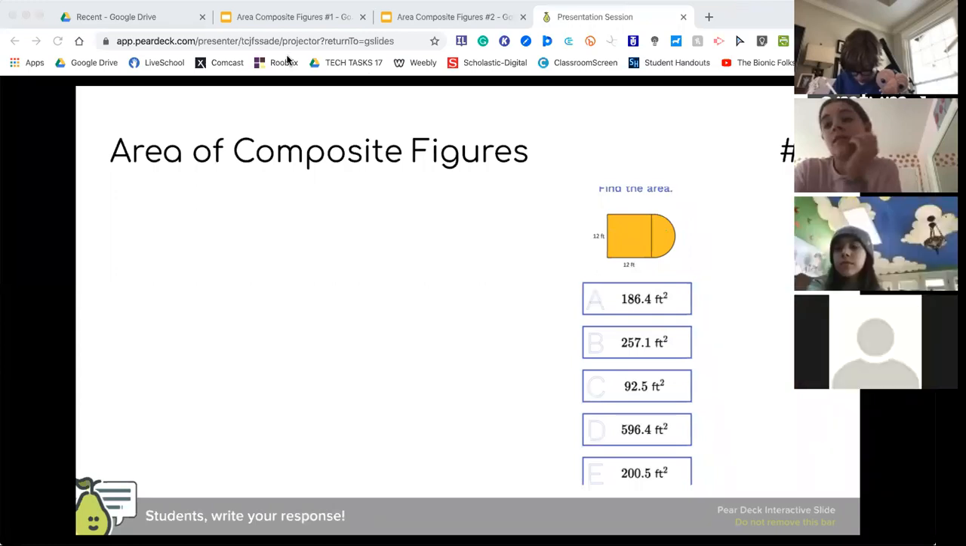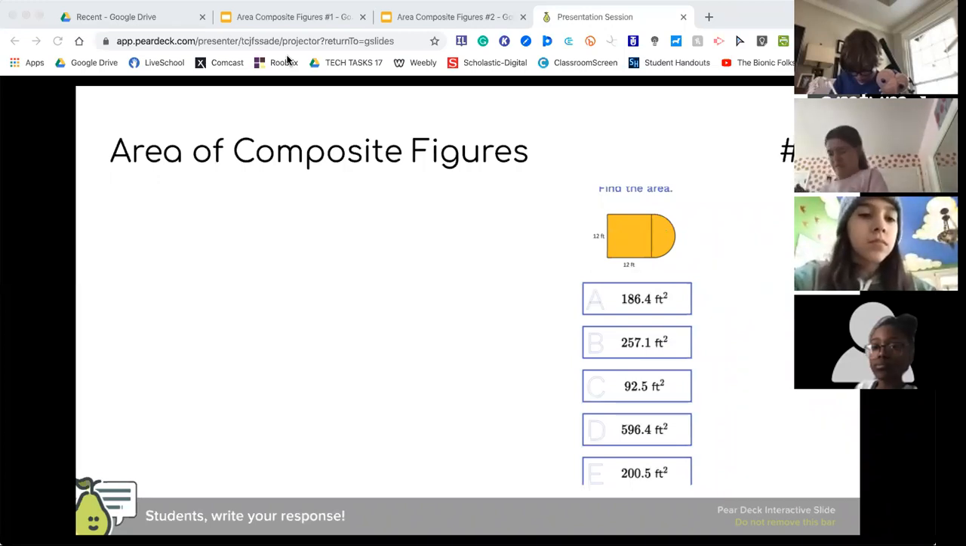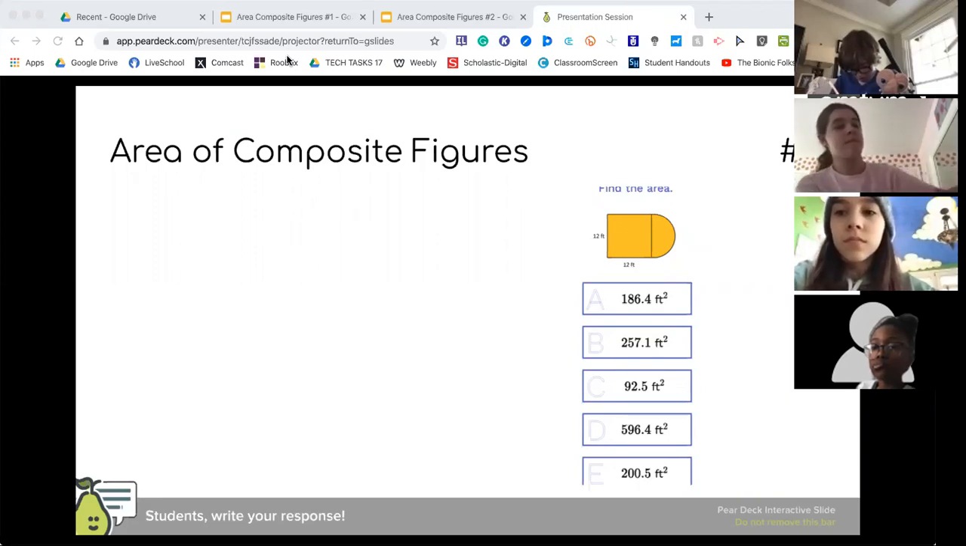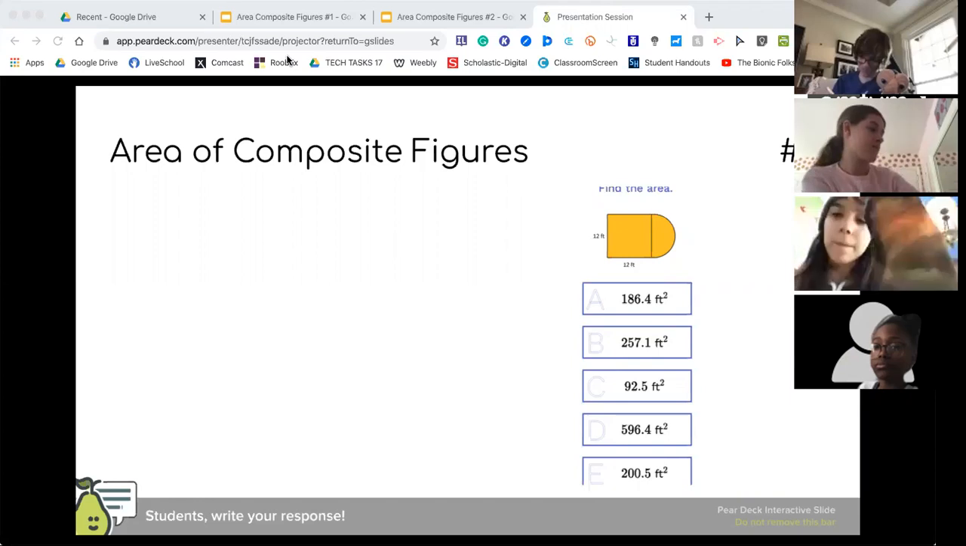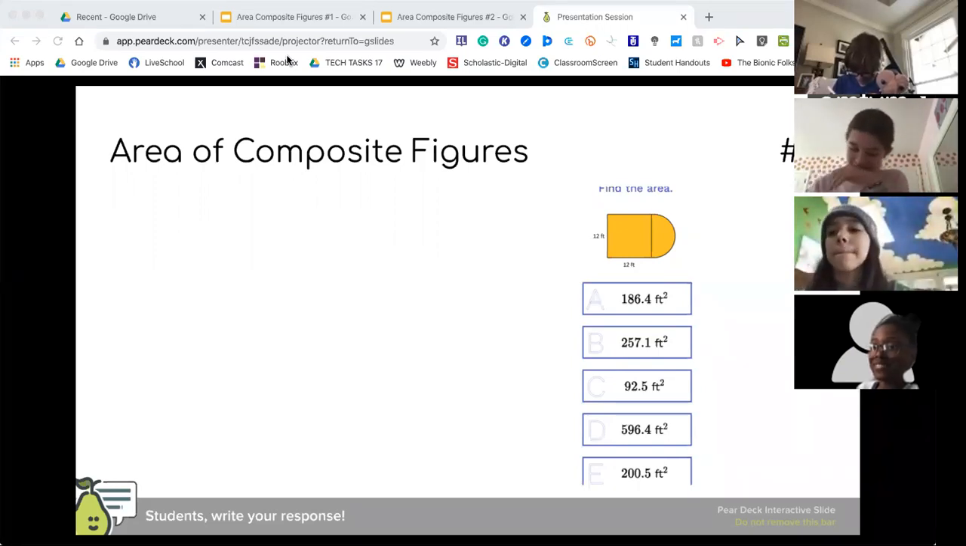I need someone to repeat that again. Yes, Fred, here you go. So Fred, hang on. Oh, he's only doing one. Okay, so Fred, the square is 12 times 12, 144, right?